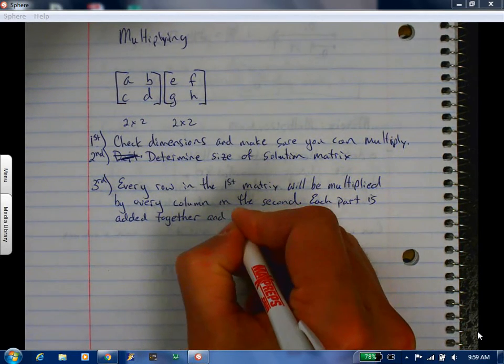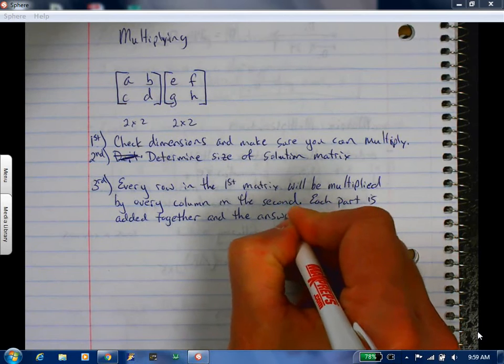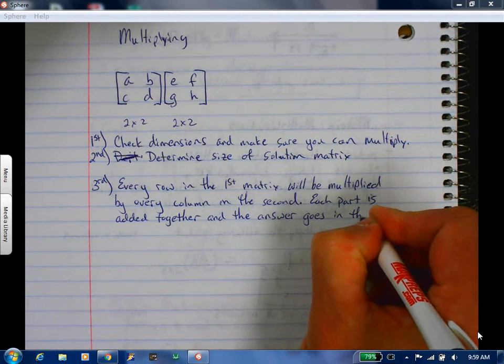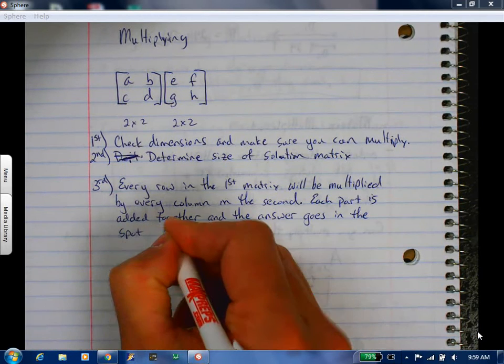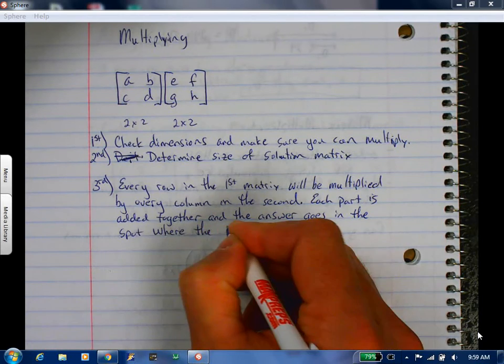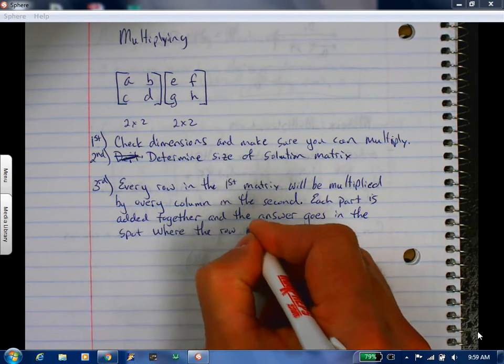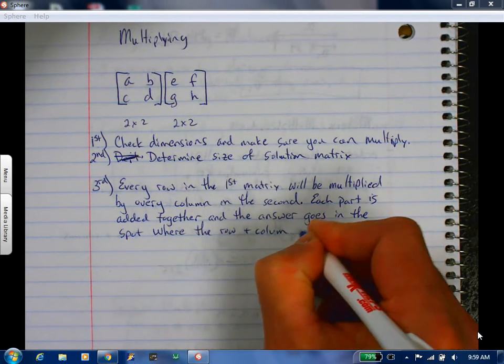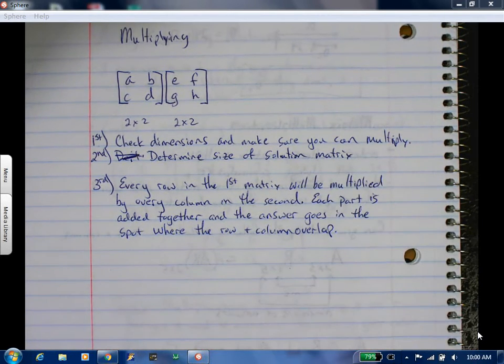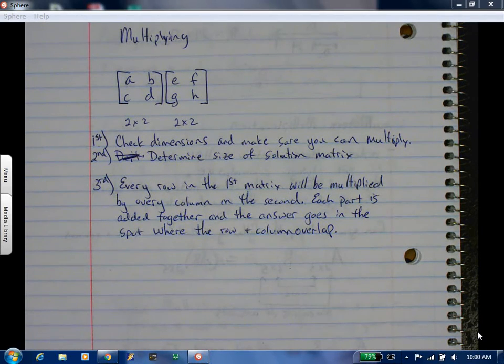And the answer goes in the spot where the row and column overlap. Big step. That's pretty much it. If you can figure out that paragraph, then you got this down. And we're going to go back up and I'll show you what I mean by that paragraph then.